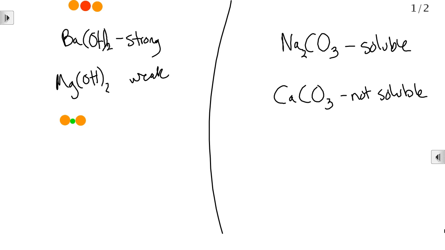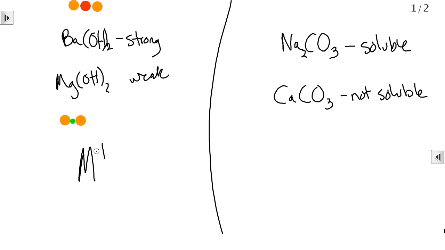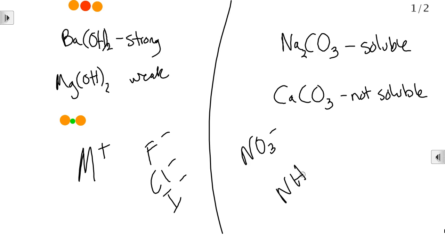Think about all the things that are soluble. Group one metals are sodium, lithium, potassium, they're all one plus. Group 17 halogens, so fluoride, chloride, iodide, all those, they're soluble. Then we also have nitrate. That was always soluble, right? And then we had ammonium, always soluble. So, what do you notice about everything that's always soluble?